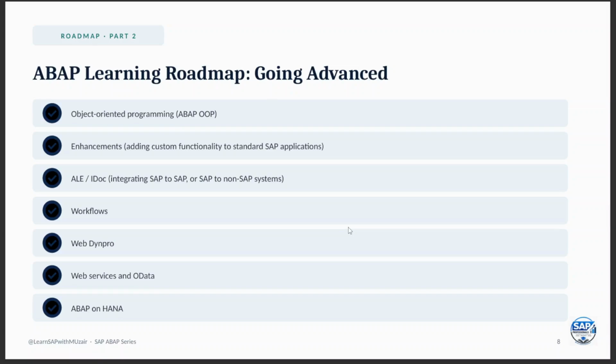Then enhancements, which let you add custom functionality into standard SAP applications, and ALE and IDocs, which are used for integrating SAP with other SAP systems or even non-SAP systems. And beyond that, there are workflows, Web Dynpro, web services, and OData, and finally ABAP on HANA, which brings ABAP development into SAP's modern in-memory database world. HANA is basically SAP's own database. So that's very important nowadays.